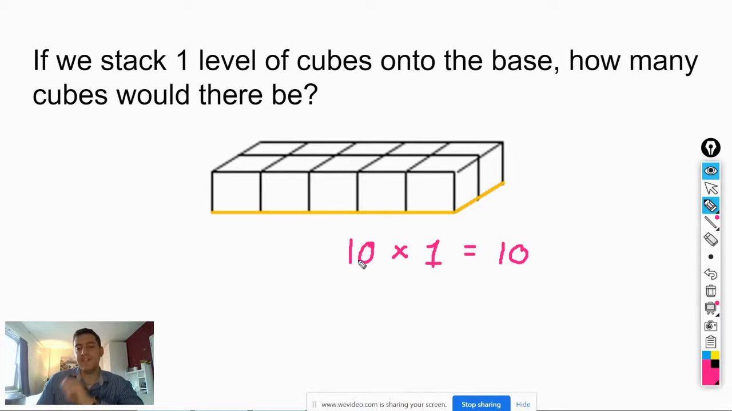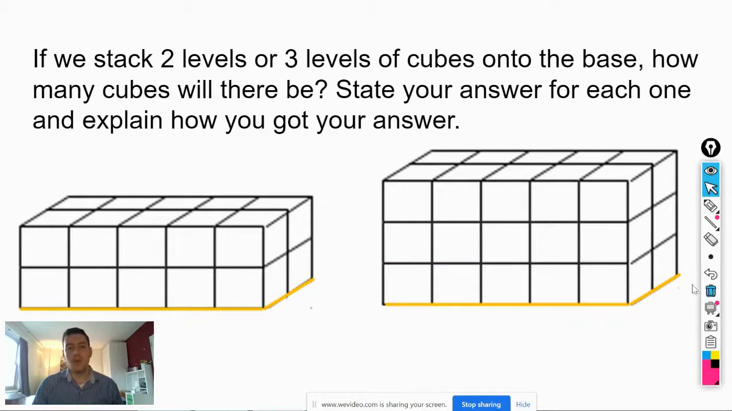Okay, and remember that 10 was the area of the base, and this stacking of cubes is just one level high. The answer that we get here is that there would be 10 cubic units. On the other hand, what if there were 2 levels or 3 levels of cubes stacked on top of the base? Then how many cubes would there be?